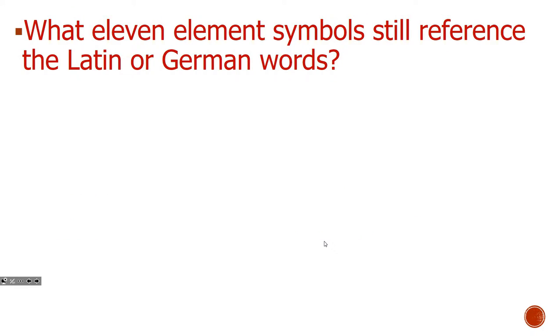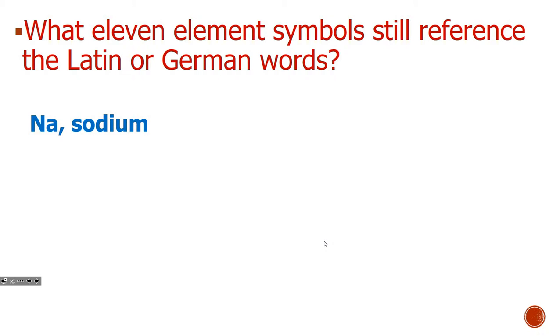There are 11 symbols that still reference a Latin or German word rather than an English word. Take a second and look at your periodic table and see if you can find some of them. I'll put them up here in just a second, so I'm going to give you about 15 seconds. Okay, I know that wasn't really a lot of time, but let's see how many you caught.